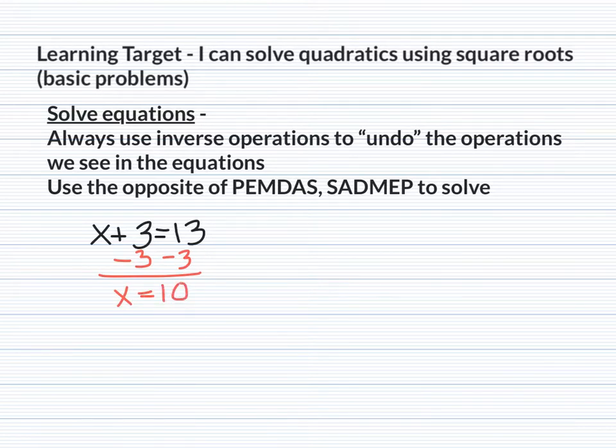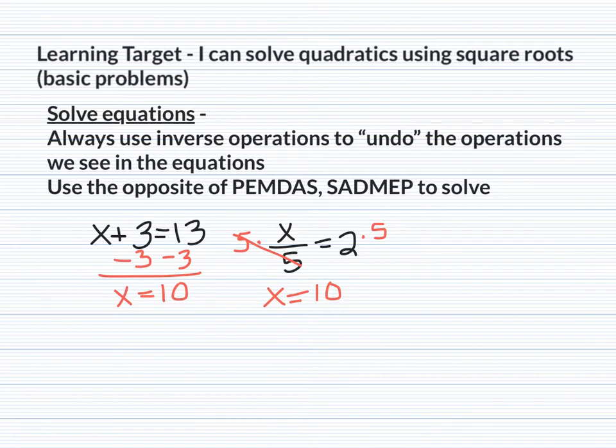Similarly, if we have x over 5 equals 2, the operation we see is division. The inverse operation, or what undoes division, is multiplying. So those cancel out. Over here we're going to multiply, so x equals 10.